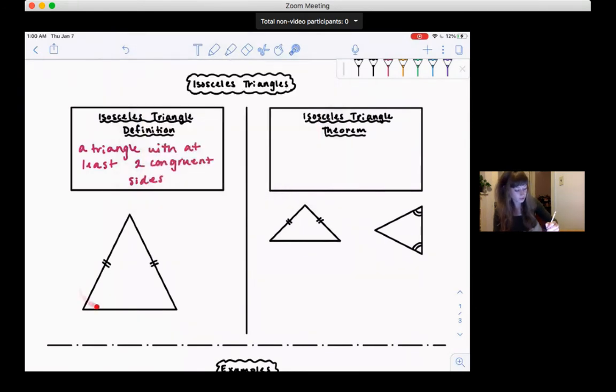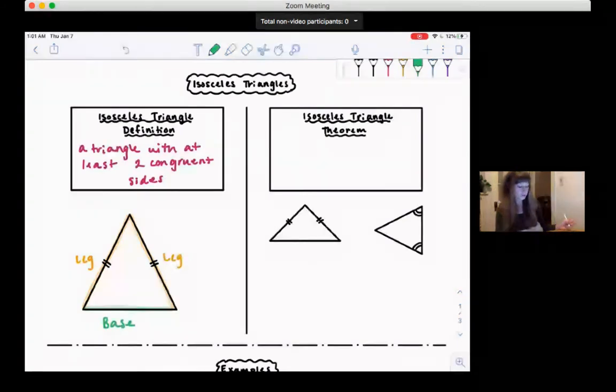Here's an isosceles triangle. Here's the two congruent sides, right? The tick marks tell us that the sides are congruent. So these two congruent sides with the tick marks, those are called legs. So each isosceles triangle has two legs. The side that's the non-congruent side, the remaining side, is called the base. So we have two legs and a base.